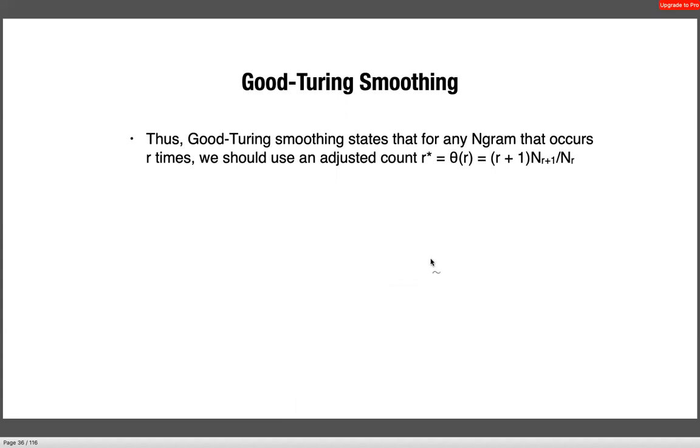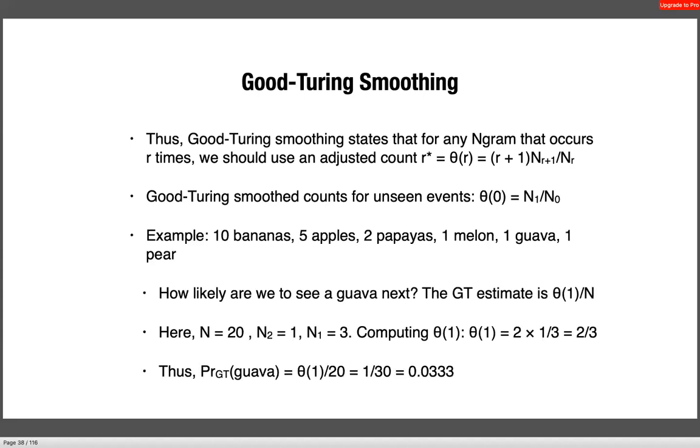Yeah, so this is the final expression for an adjusted count R star according to the Good Turing smoothing scheme. So for any Ngram that occurs R times, the adjusted count R star would be R plus 1 times NR plus 1 by NR. And so more importantly, for the unseen events, which means you're looking at theta of 0, what would be your Good Turing smooth count? It would be N1 by N0. Okay, that's the smooth count for unseen events.